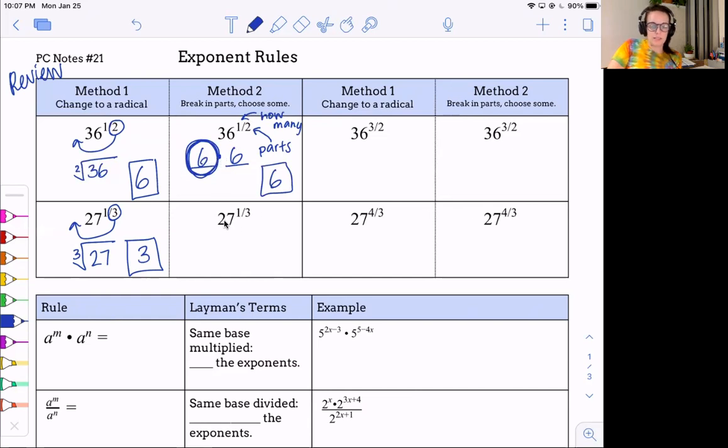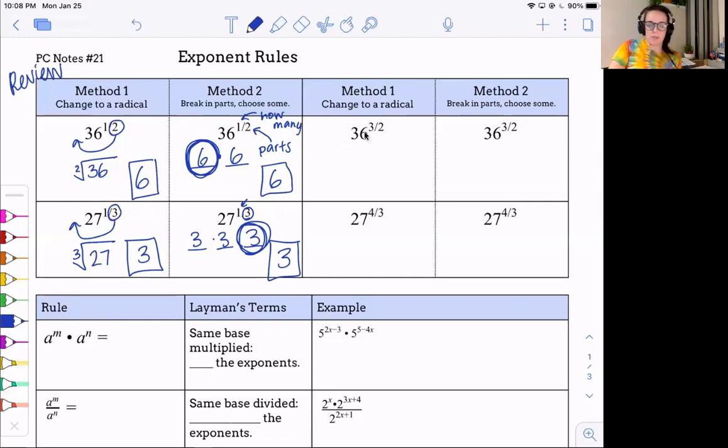So here for 27, this is how many parts. So I need 3 parts that multiply to get 27. That'd be 3 times 3 times 3, and choose one of them. I'll choose this one, doesn't matter. And I have 3 there. So you see the same method here. I think that method two becomes more helpful when you have a number that's not 1, right? If it's not just like a standard half power or third power.